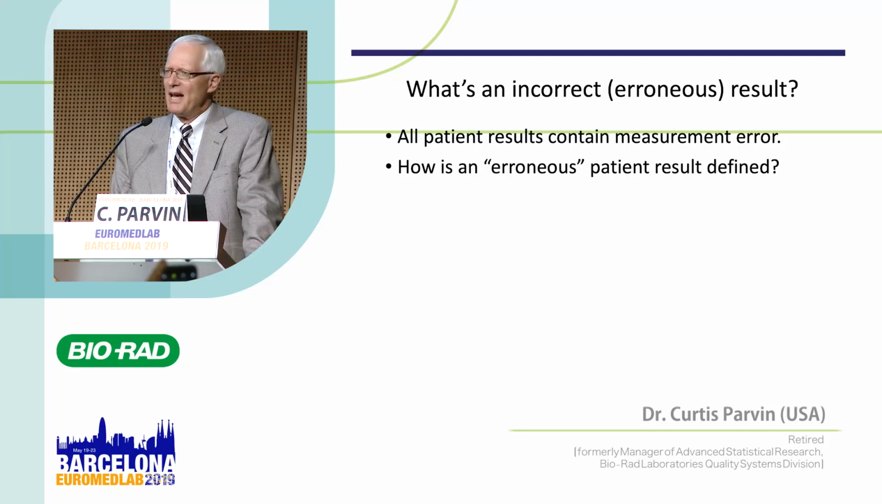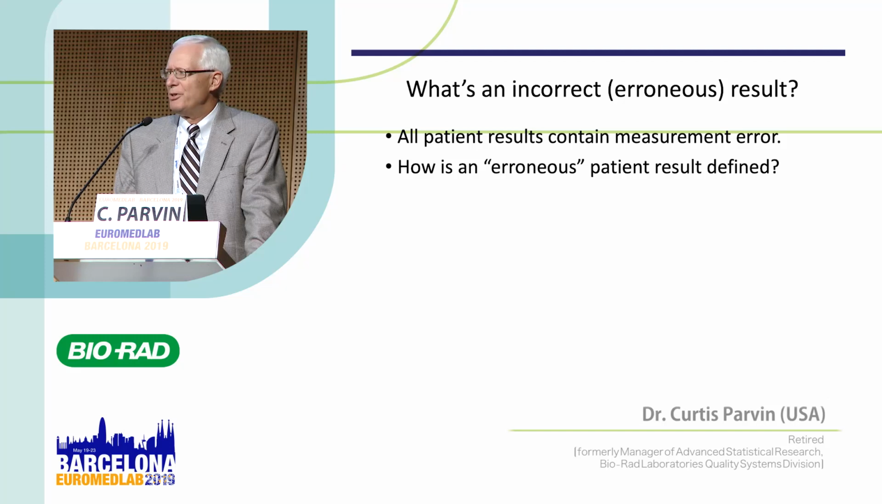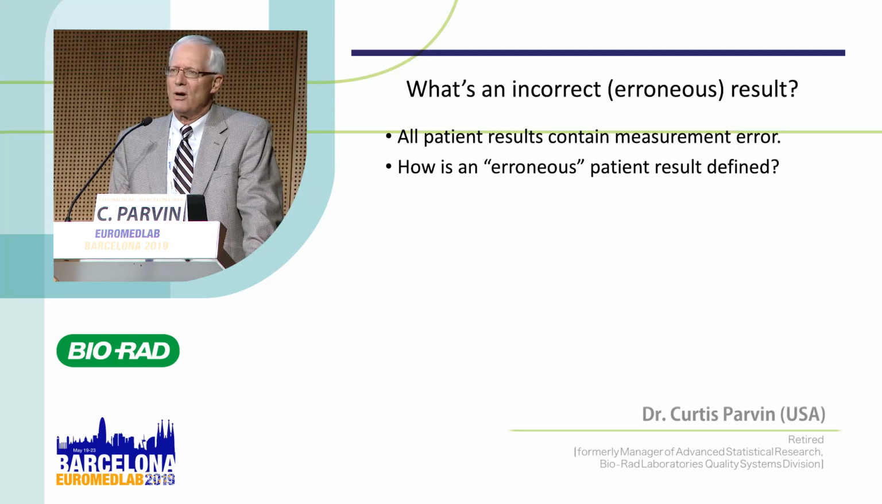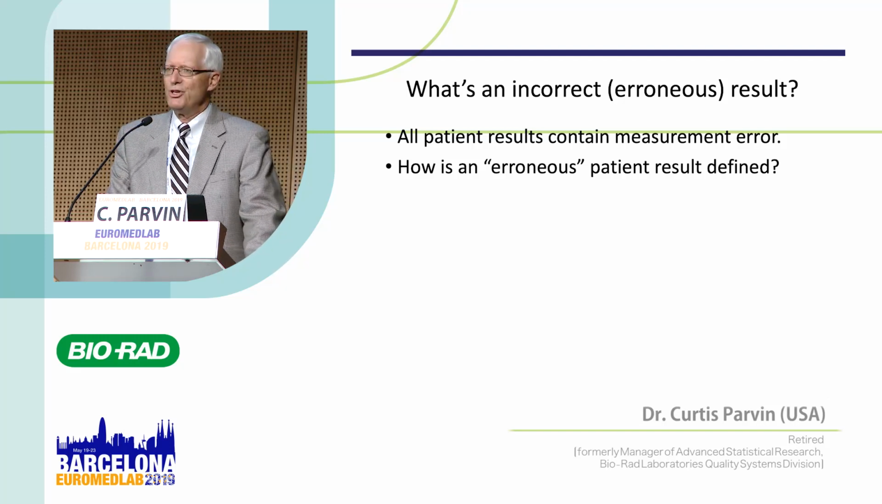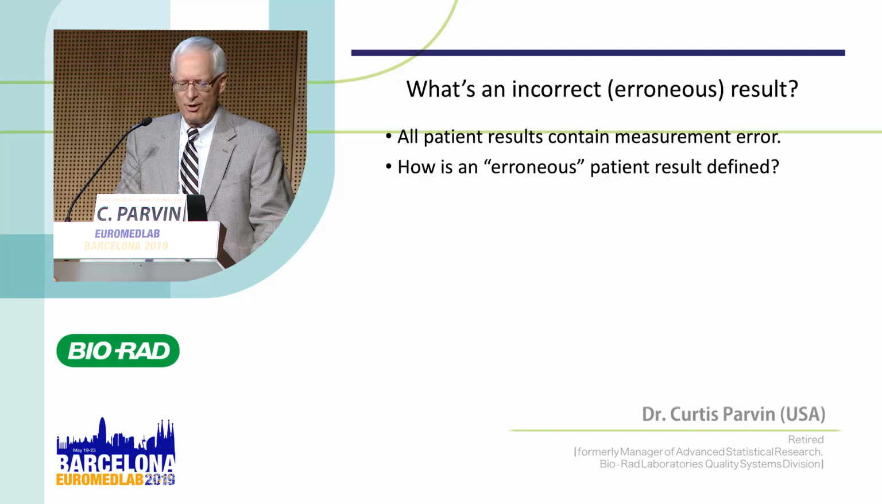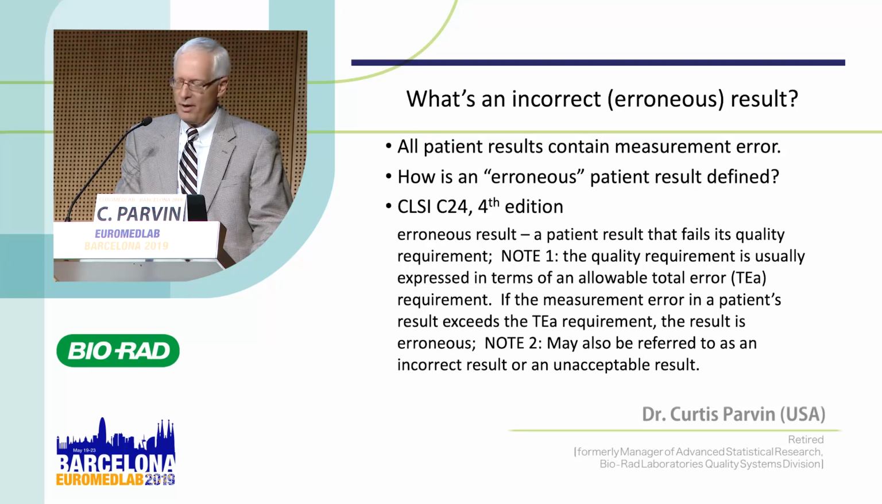Well, there is a CLSI document, C24, which is on principles and definitions for quality control for quantitative measurement processes. The 4th edition was recently published. I happen to be the chair of the committee that wrote this 4th edition. And the committee came up with this definition for an erroneous result, which is borrowed from similar definitions that appear in other guidelines. So an erroneous result is a patient result that fails its quality requirement.